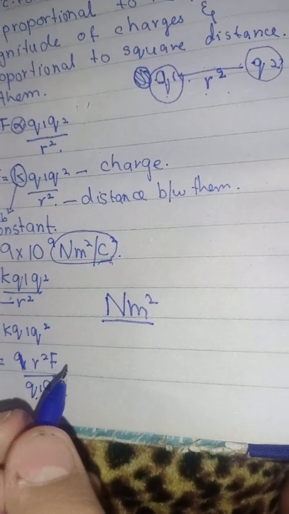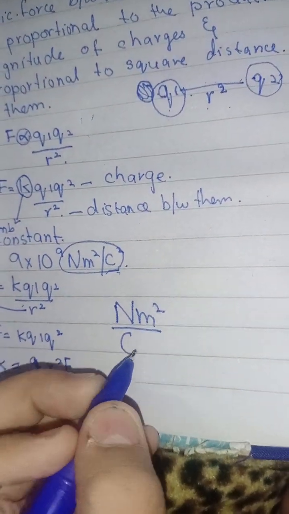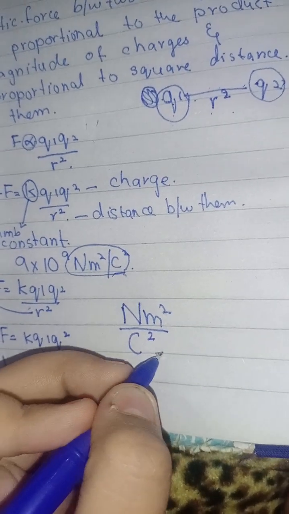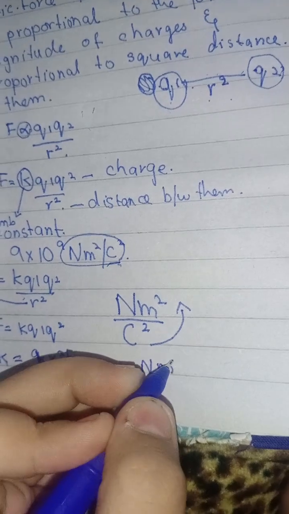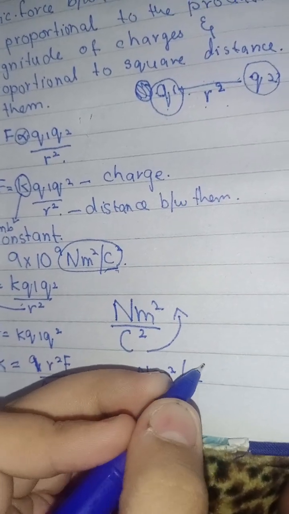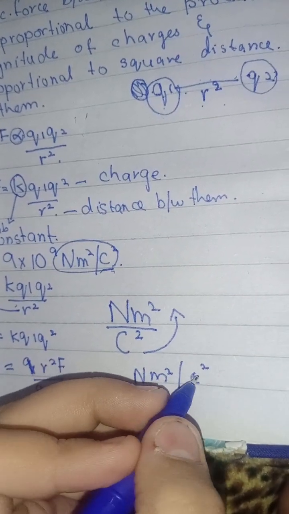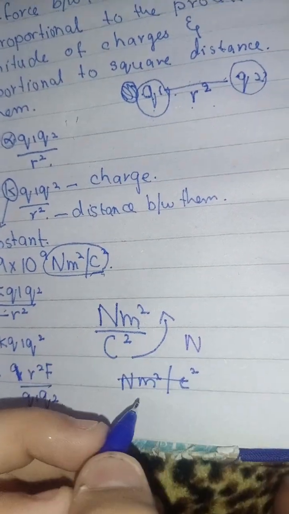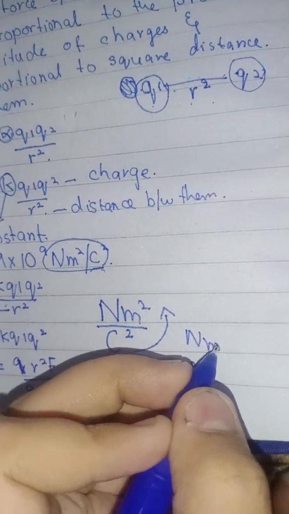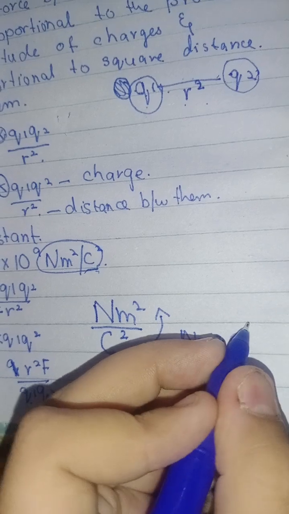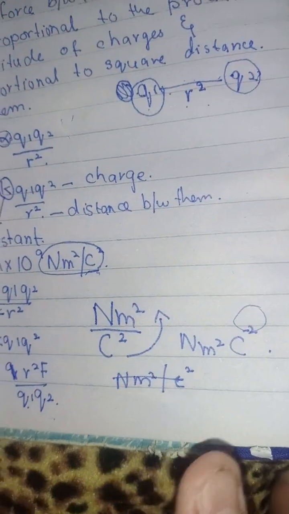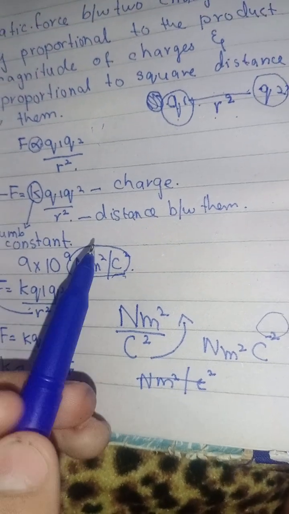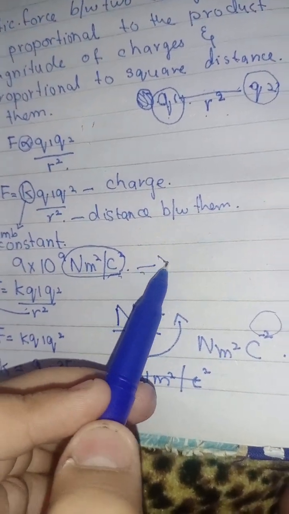These both are two charges. So here we have Coulomb square. When this moves up, that will be Newton meter square per Coulomb square, or you can put it over like this. This is also right: Newton meter square over Coulomb square. When it moves up, there will be a negative charge. So this is how we put the unit over here.